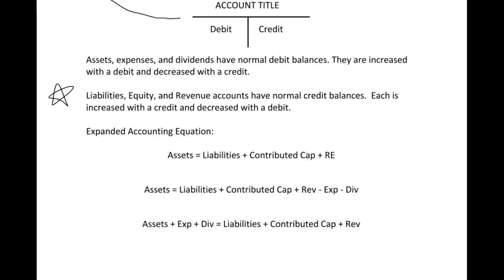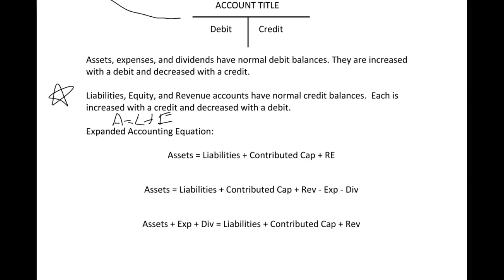So that credit would increase the note payable balance. All right, so one way I remember this is looking at the accounting equation. If you remember, the accounting equation is assets equals liabilities plus equity. All right, so if we just come down here and start to expand it.